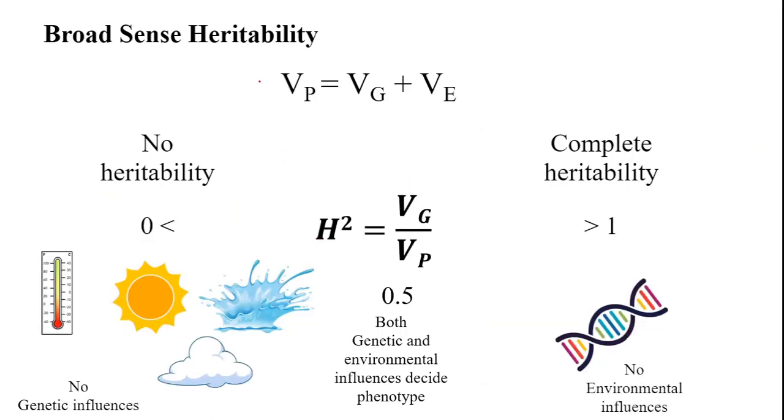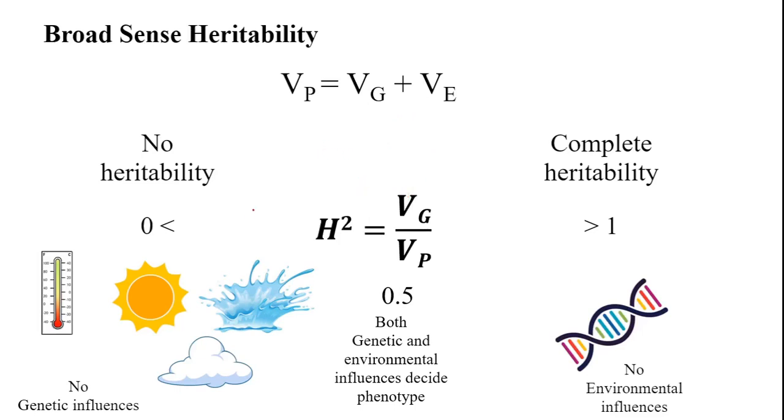So the formula is Vp, the phenotypic variation, is equal to the cumulative effect of genotypic variation plus environmental variation. And the formula for broad sense heritability is capital H square equal to Vg by Vp. That means it is the ratio of genotypic variation with respect to phenotypic variation. Genotypic variation and phenotypic variation give the broad sense heritability.